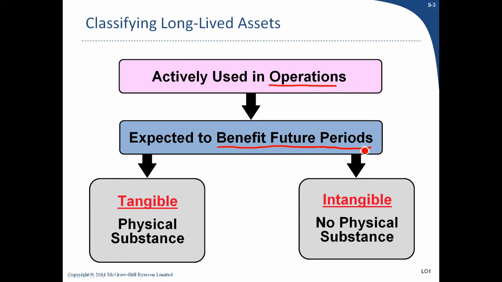Think back to the definition of an expense, right? Expenses don't benefit future periods. When you have to pay salaries or rent, you have to pay it as a result of a past transaction, right? And there's no future benefit when you pay it. But when you buy a piece of equipment, it's supposed to benefit you long into the future. There's two types: tangible, meaning you can touch it and feel it, physical substance; intangible, have no physical substance.